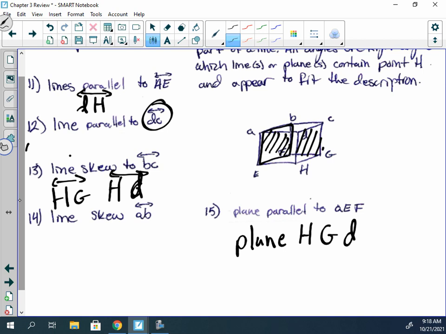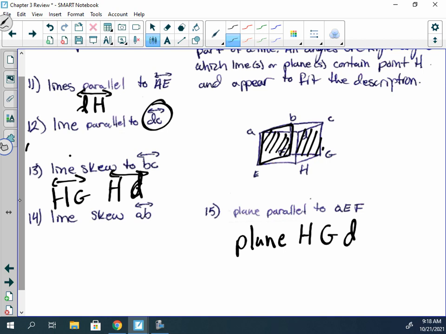Would be the two that are parallel to it. Now, if you're naming a plane, we do need "plane" in front of it. I'm not going to really need to put that in front. Do not put a line above it, because HGD with a line above it really is nothing.